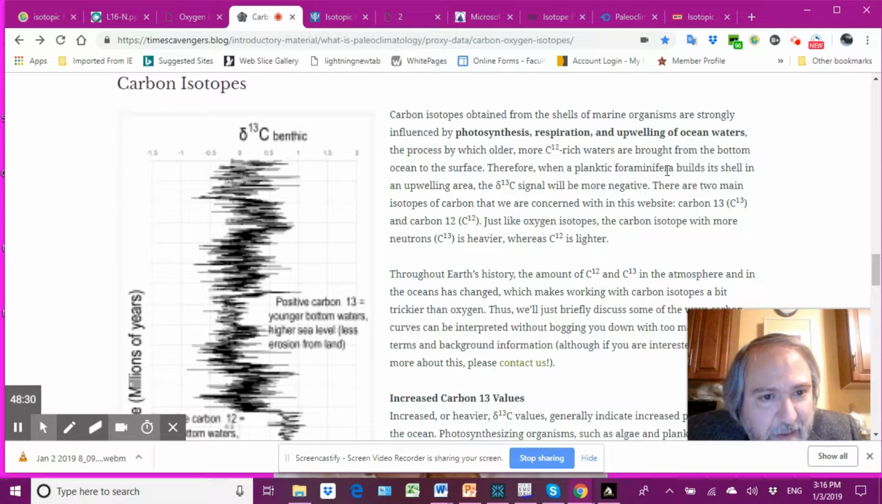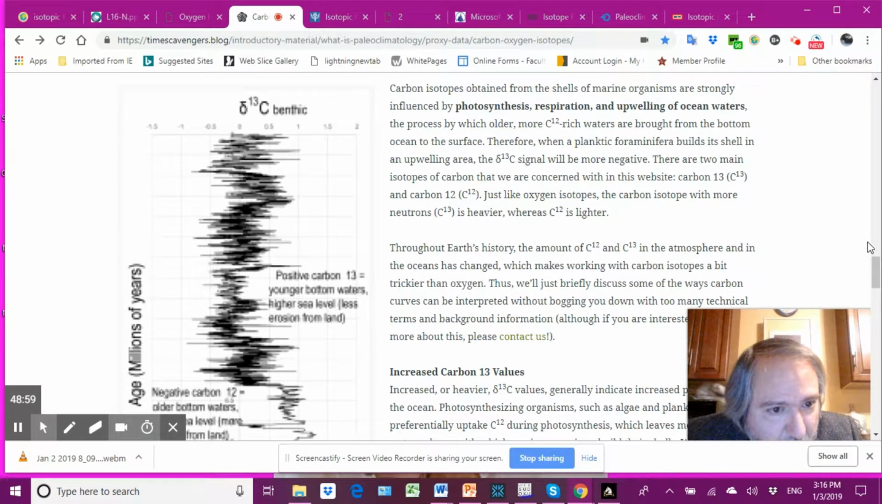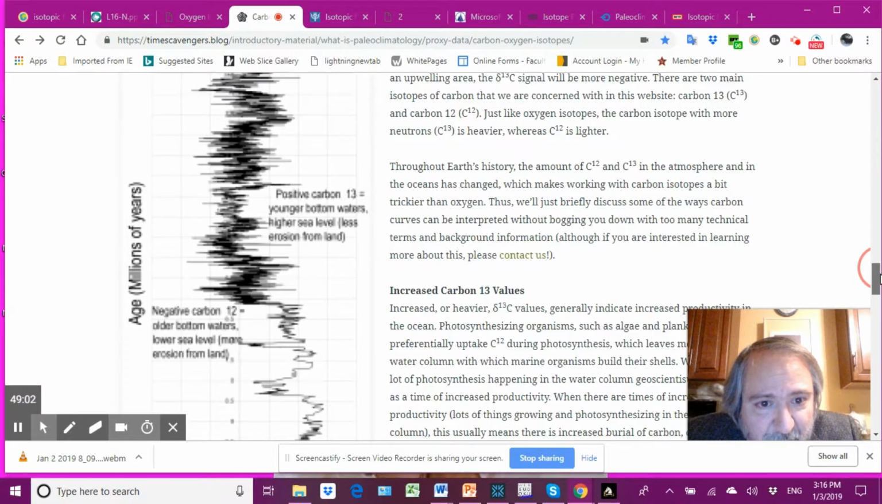When a planktic foram builds its shell in an upwelling area, the Del 13C will be more negative. That's because when water upwells, older water, more enriched in C12, comes up from the bottom to the surface. So in other words, the C12 dilutes the C13. Hence, the Del 13 becomes more negative. Now, throughout Earth's history, the amount of carbon 12 and carbon 13 in the atmosphere and the oceans has changed, which makes working with the carbon isotopes a little more difficult.